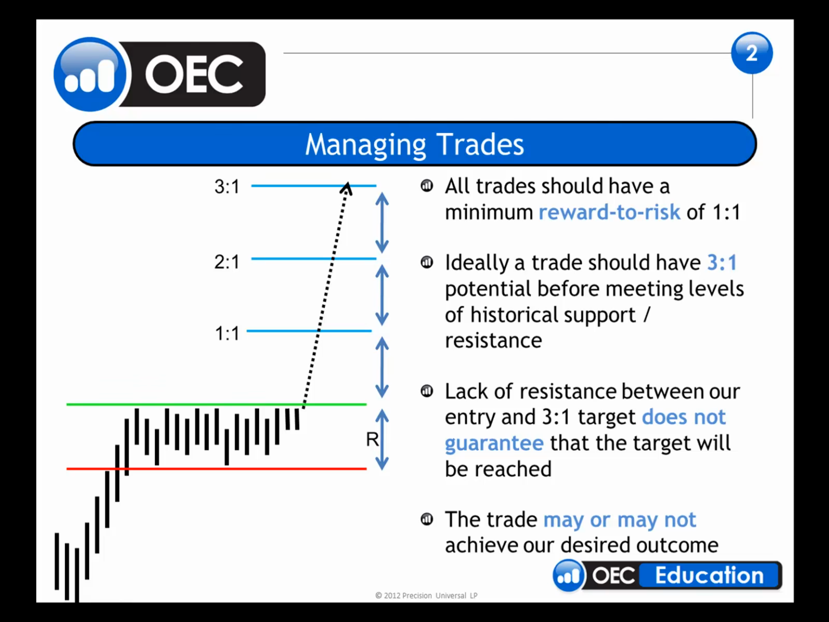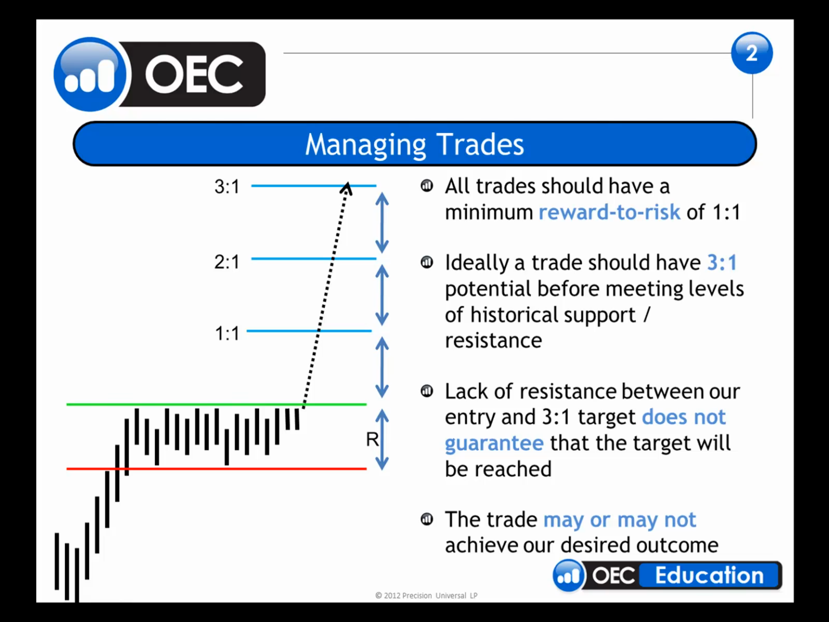Our number one rule for managing trades is a money management issue. So we need a minimum reward to risk of 1-to-1, simply meaning that we're risking $1 to make at least $1 or more. Now, in order to get to a final reward to risk greater than 1-to-1 to create essentially an edge in the markets for ourselves, we actually need to be looking for trades with the potential of something greater, like a 3-to-1 reward to risk, prior to meeting any levels of support and resistance in the price action.